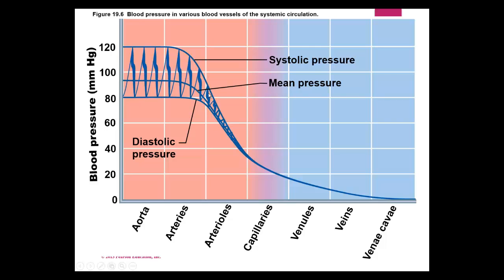And notice here too that we see a drop over the arterioles, but we see less of a variation in blood pressure here. So we do see resistance in the arterioles, but there's less variation over that drop in pressure.